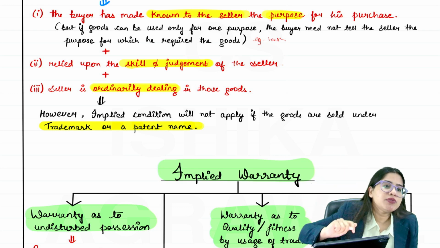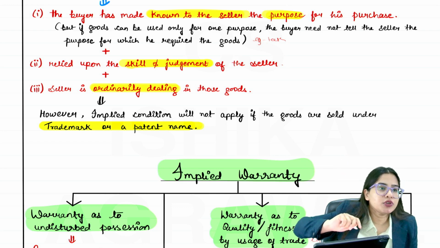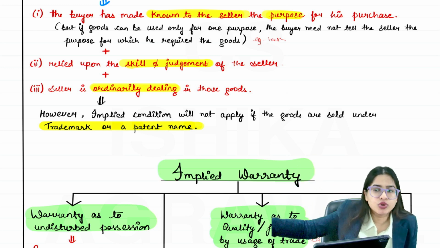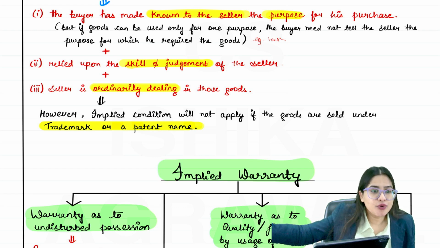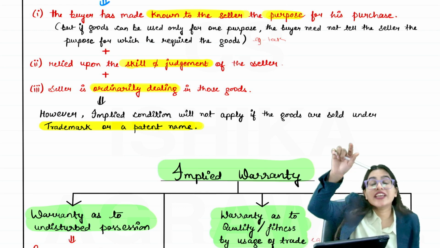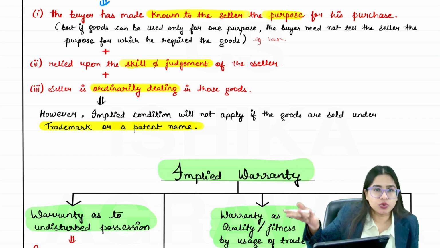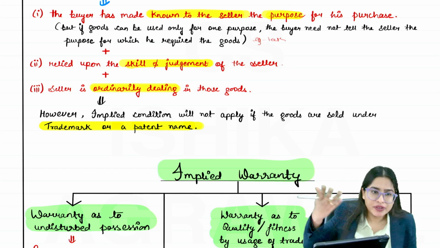Will he be responsible for the quality? What if the Amul ghee is not of good quality? Will the shopkeeper be responsible? No, there is no implied condition of quality and fitness here. Why? Because I only said, give me Amul ghee. So what will the shopkeeper do? I asked for Amul ghee, so he will give me Amul ghee.